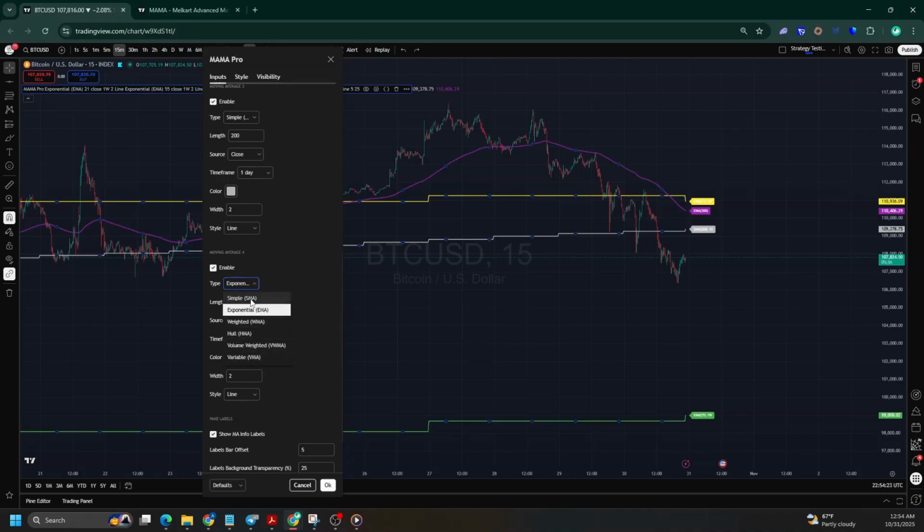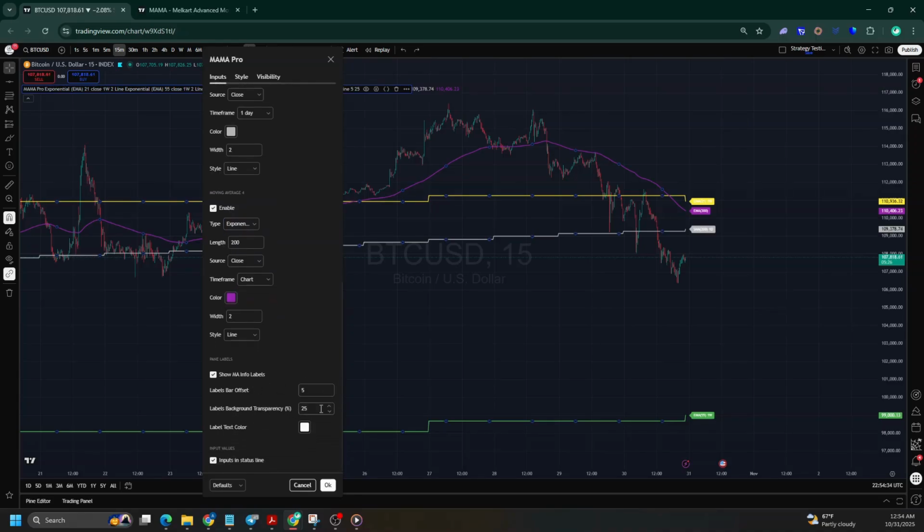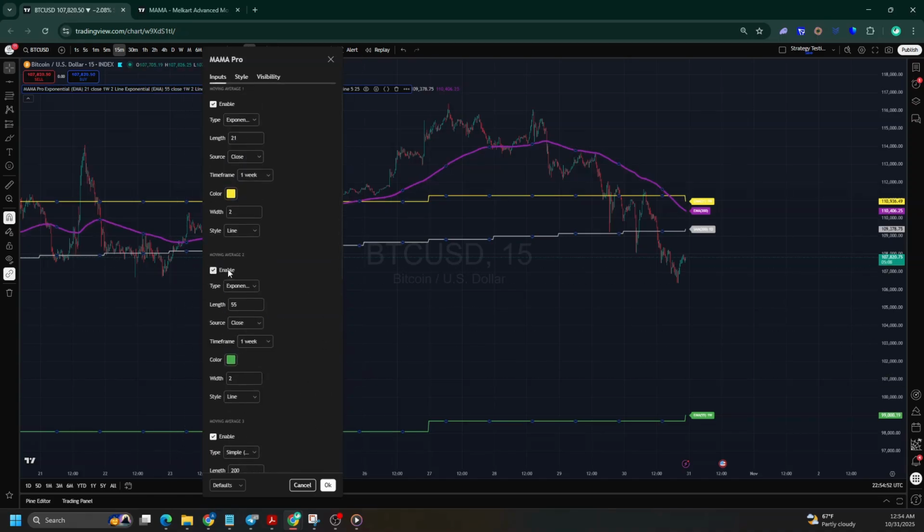I personally use the simple and exponential the most, and sometimes I use the volume weighted to see the moving average with the volume. You can offset, you can change the transparency, you can increase the width. See, it's thicker now. You can have it circles, you can have it crosses, you can do whatever you want to change them. You customize them at first to the colors you like, and you keep them on the chart.